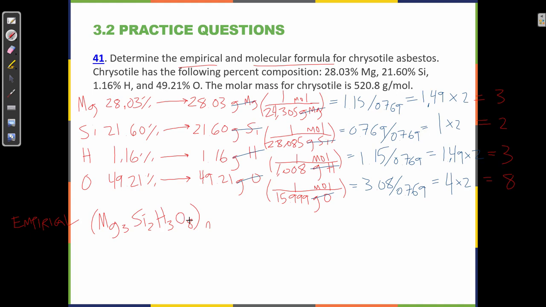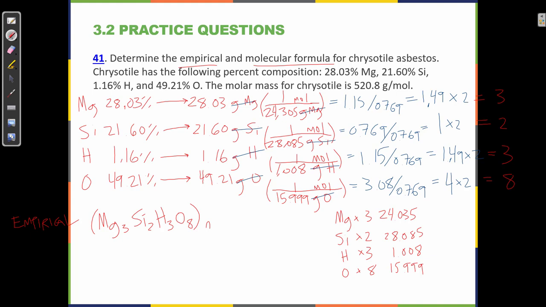Let's find out what is the formula mass of this. So we have Mg times 3, silicon times 2, hydrogen times 3, oxygen times 8. Magnesium weighs 24.305. Silicon weighs 28.085. Hydrogen weighs 1.008, and oxygen weighs 15.999. So let's multiply these and add them all up.